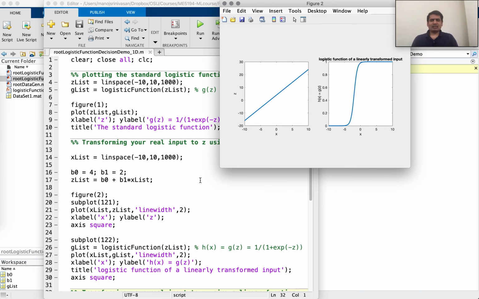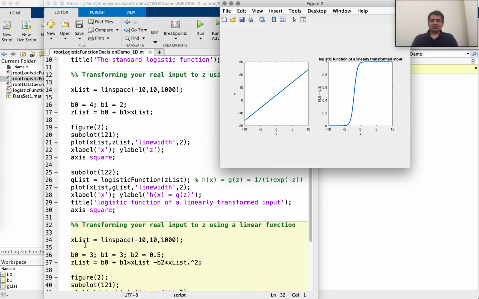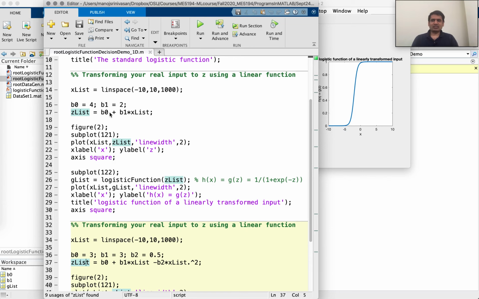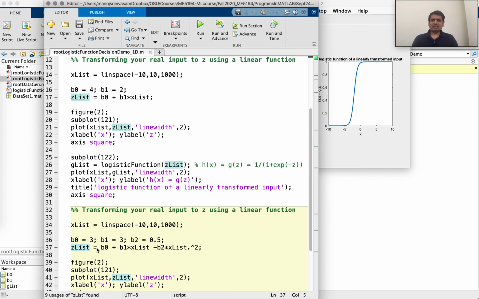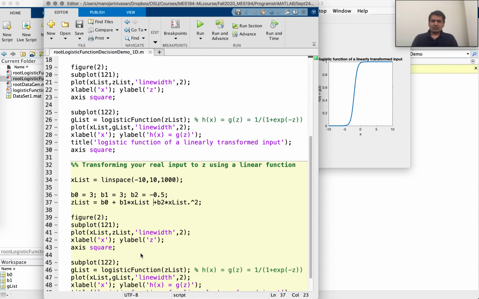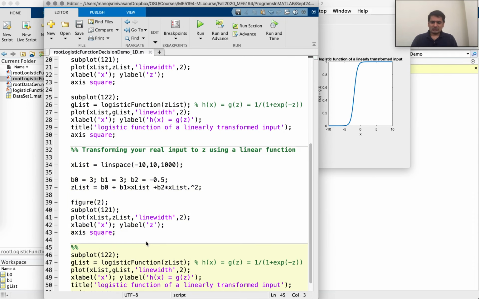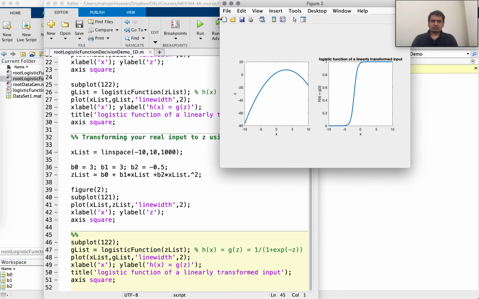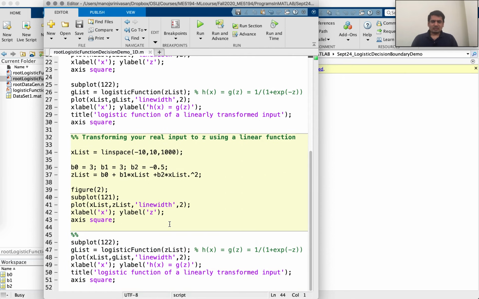What if we have a quadratic relationship? Let's try that. The input x is the same, and instead of saying z equals b naught plus b1x, you say z equals b naught plus b1x plus b2 x squared. Let me just make that plus and then make this minus. It's just some random quadratic expression. Let me first run this piece.